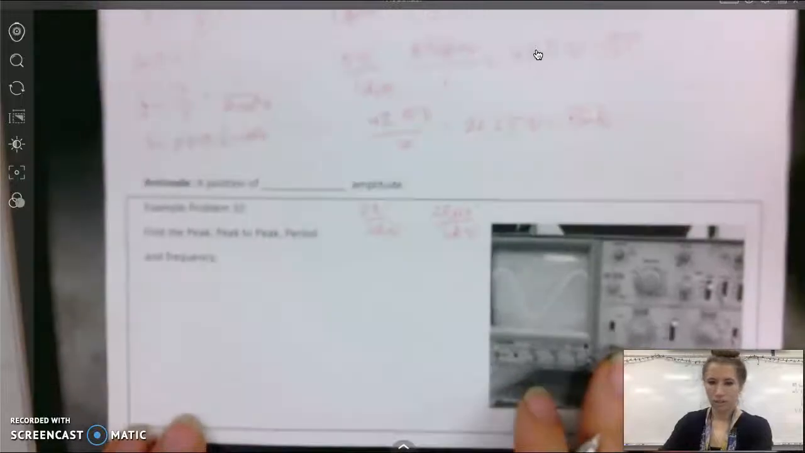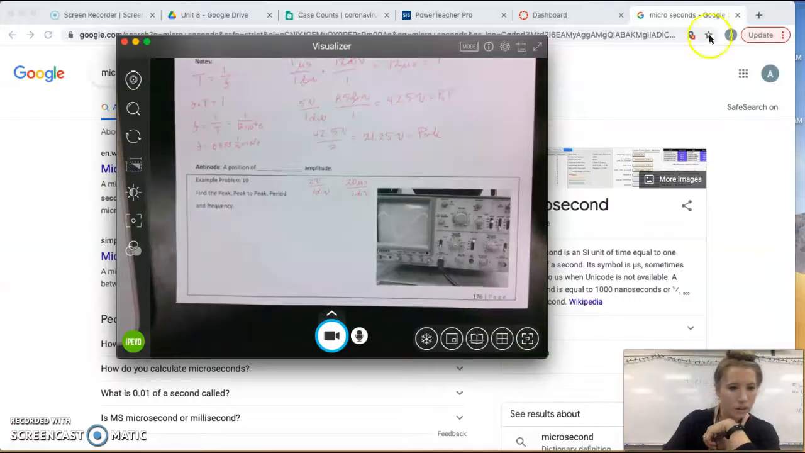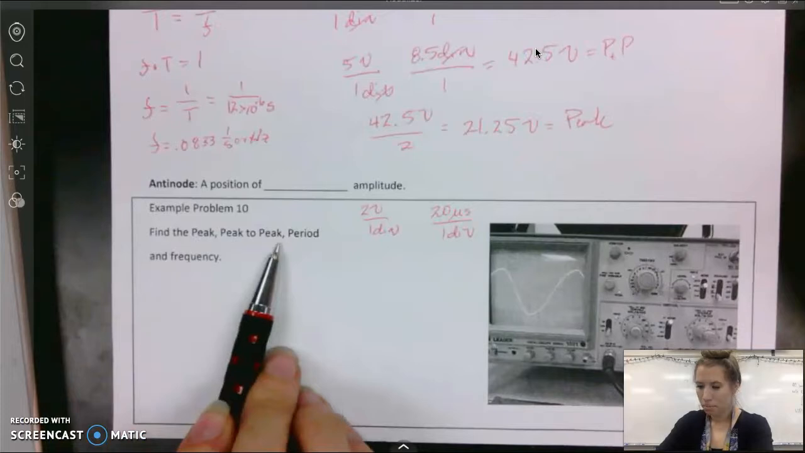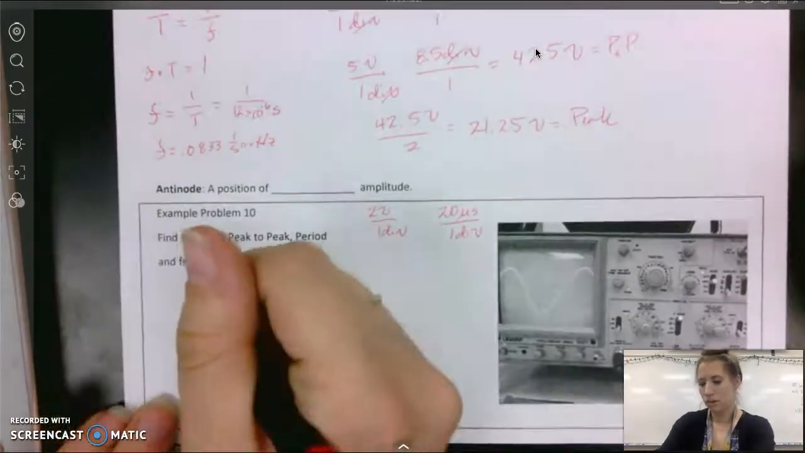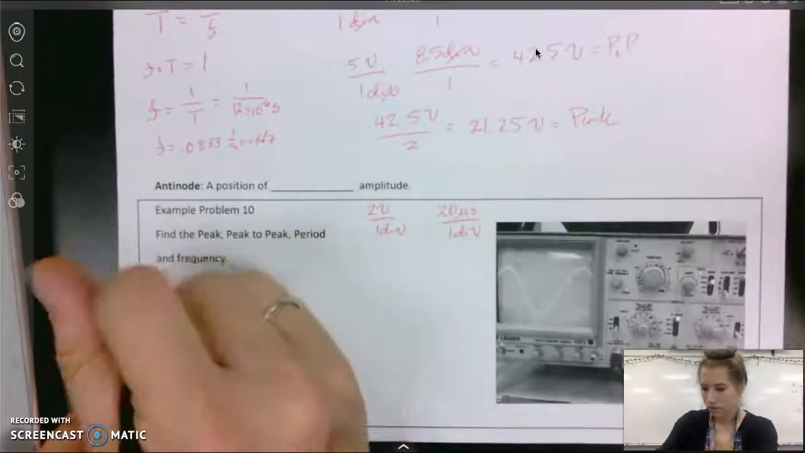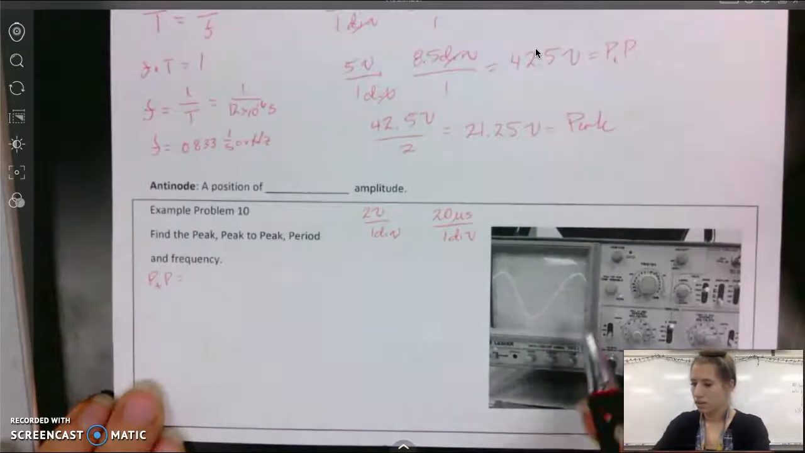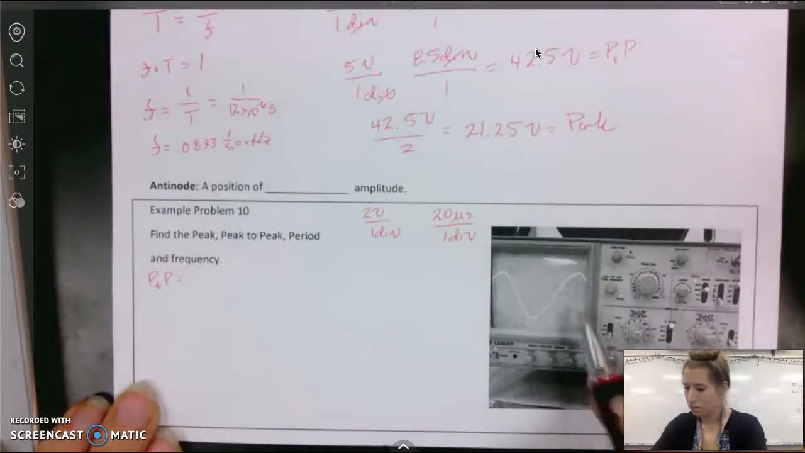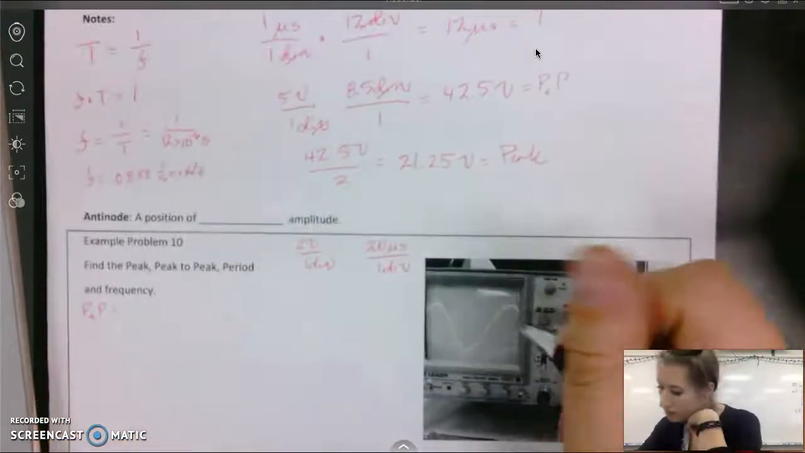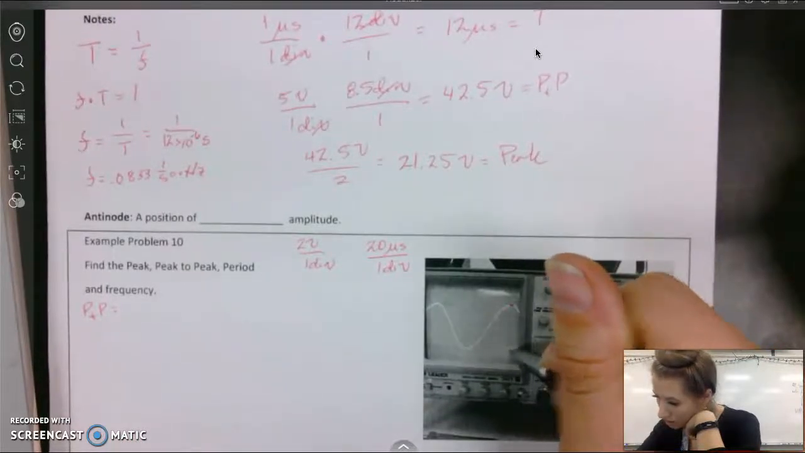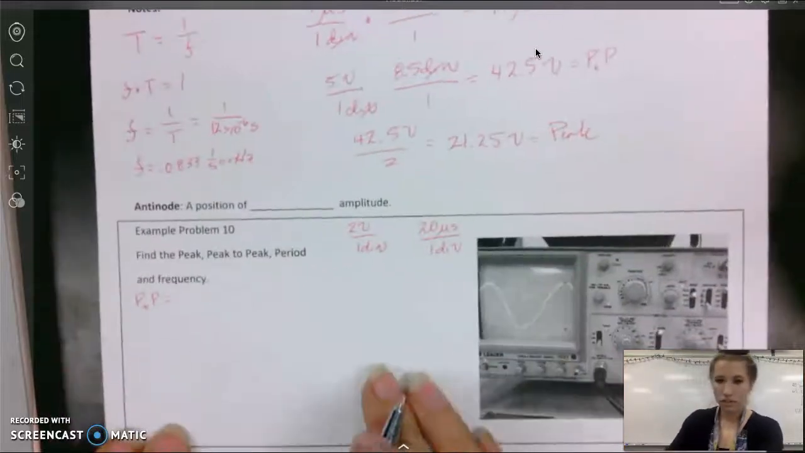Okay, let's see where we're at time-wise. Okay, so find the peak to peak and the period. Let's do peak to peak first. Reminder, it's peak to peak, right? So when I look at this image, there's that one. So there's 1, 2, 3, 4, 5 divisions there.